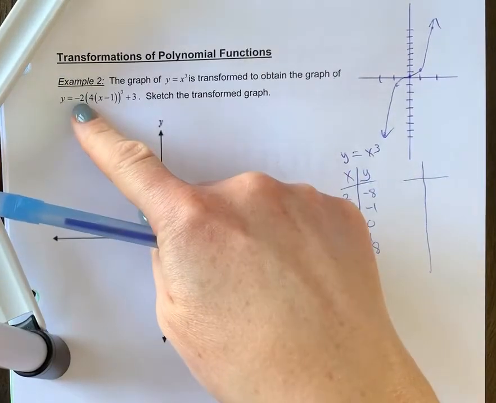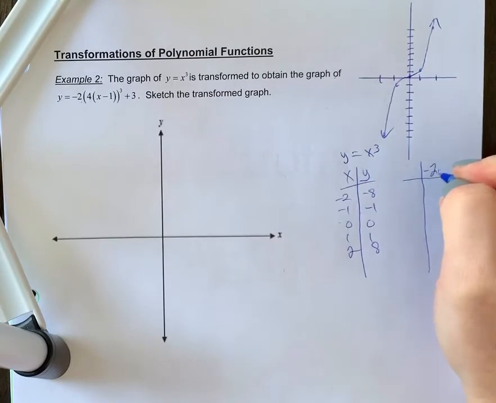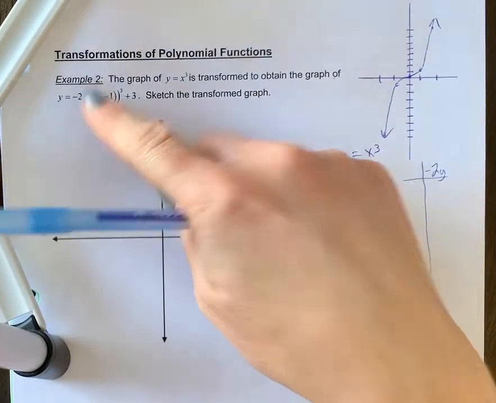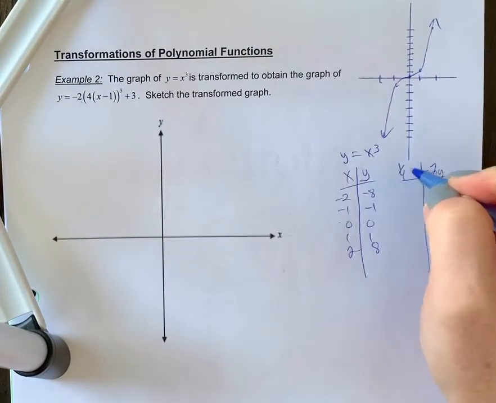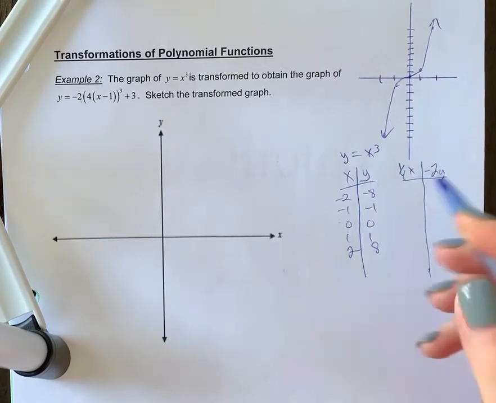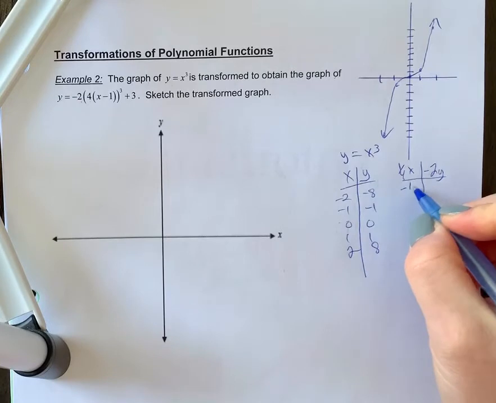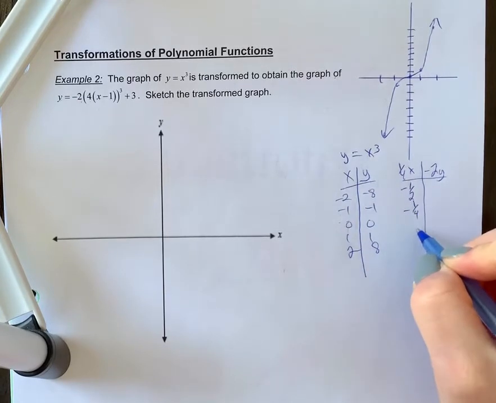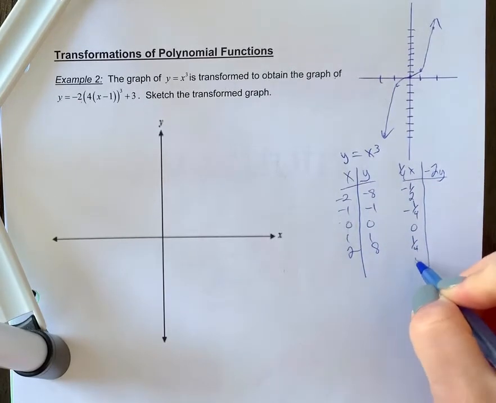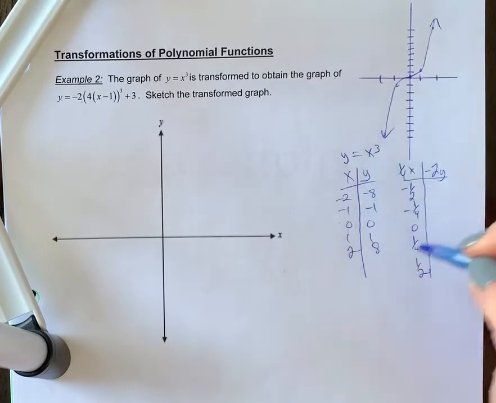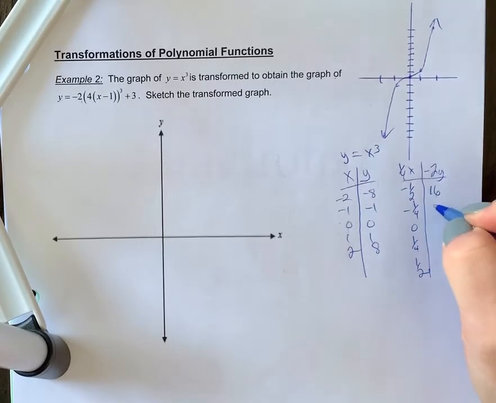So we have -2, that's going to affect the y value. So we have -2 times y. For 4, we're going to have 1/4 times x. Because we've got fractions, this one's going to maybe be a little bit trickier. So we're going to multiply all the x values by 1/4. That's going to give us our new x values. And we're going to multiply all the y values by -2.